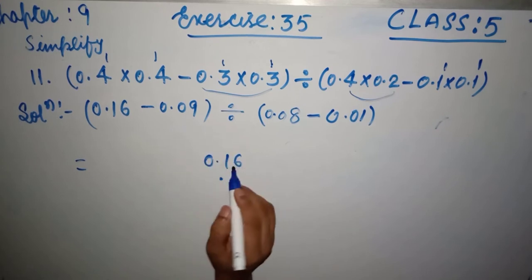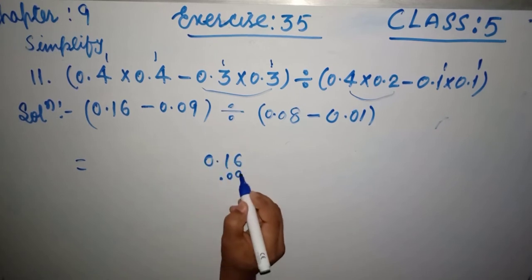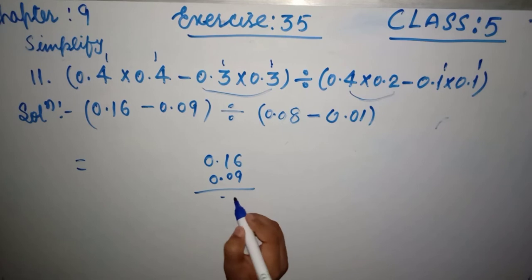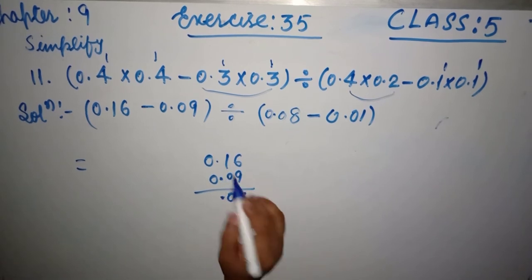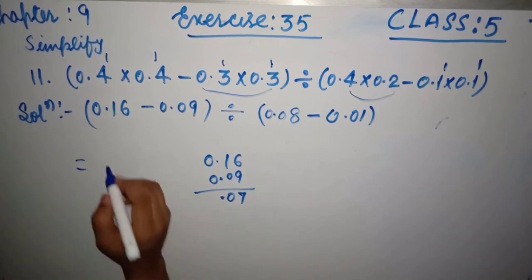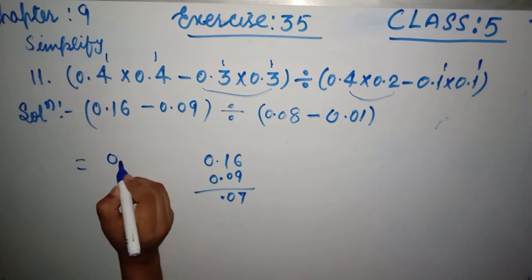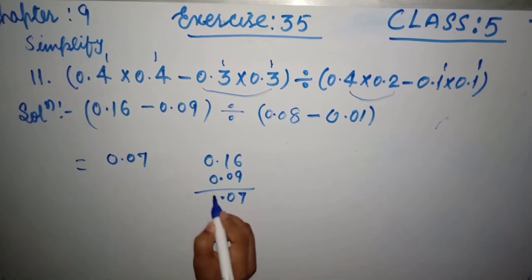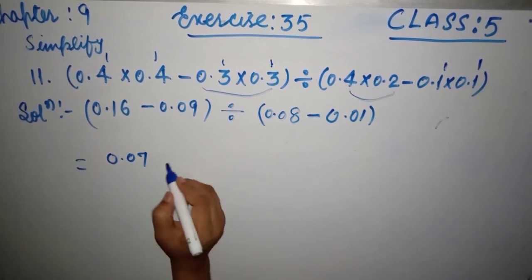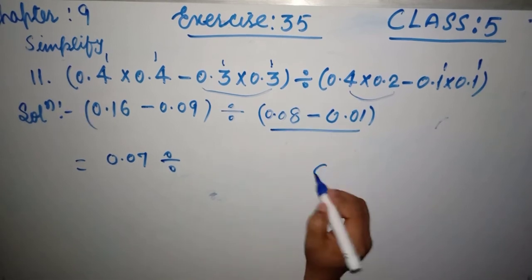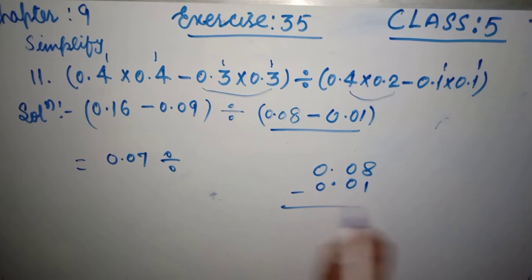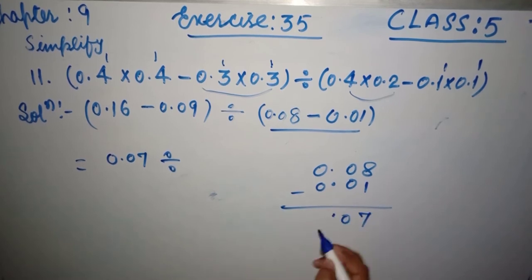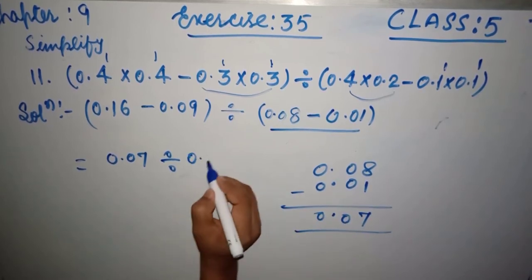0.09 is going to be subtracted from 0.16. Now subtract, this is 7 and this is 0. Okay, because 16 minus 9 is 7 and 0 minus 0 is 0, so hence we can say here 0.07. Okay, and this is divided by, now this, friends, subtract 0.08 from 0.1, this is 7, friend, this is 0 and this is 0, hence 0.07.